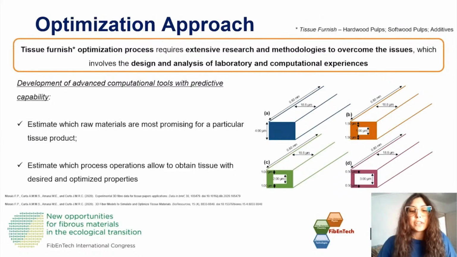So, the tissue furnish optimization process requires extensive research and methodologies to overcome the issues, which involves the design and analysis of laboratory and computational experiments. The development of advanced computational tools with predictive capability for furnish allows us to estimate which raw materials are most promising for a particular tissue product and which process operations allow obtaining tissue with desired and optimized properties.